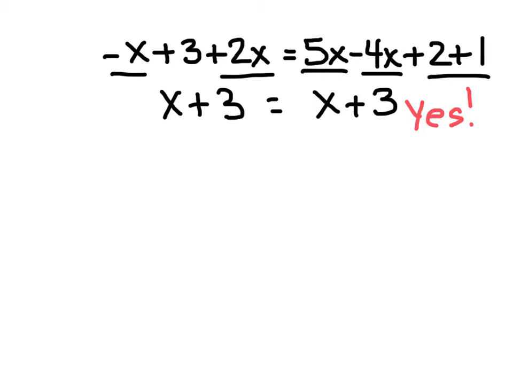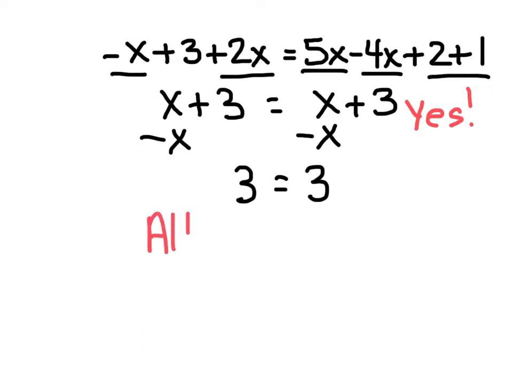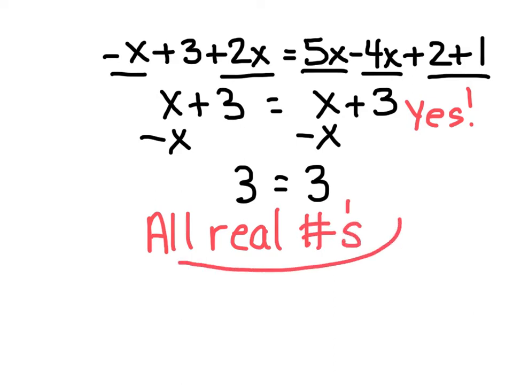And if I even solve this for x by subtracting an x, the x's would drop out, but I'd have the statement 3 equals 3, which of course is true. Therefore, it doesn't matter what the value of x is, this equation is always going to be true. Therefore, this is all real numbers. All real numbers are going to be the solution to this equation because any value will work.